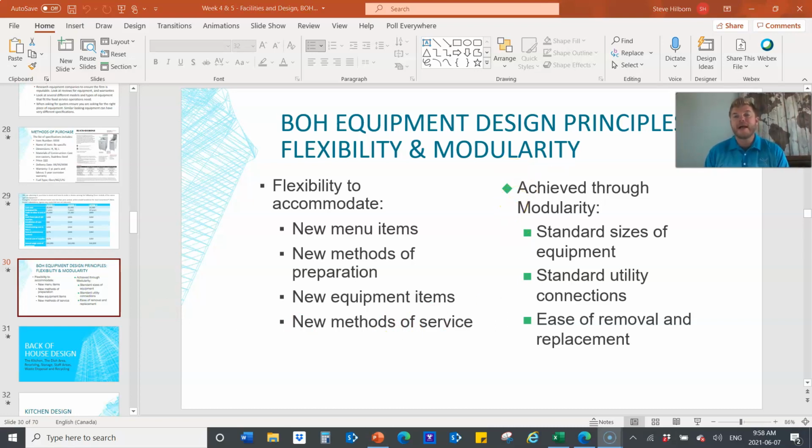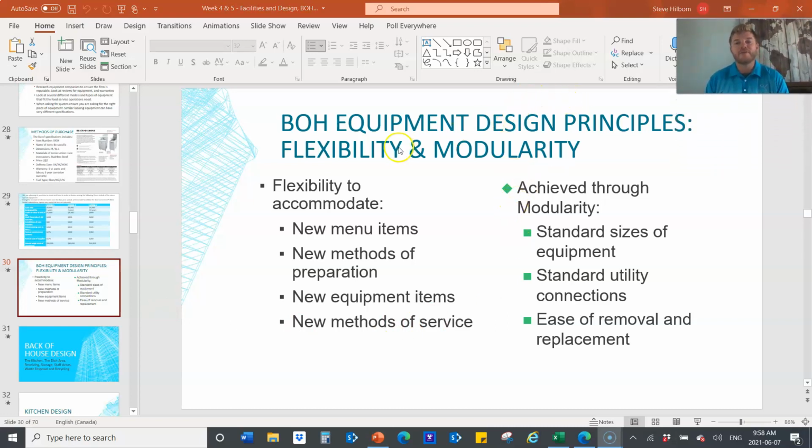And finally, as we talked about last week, the design principles is flexibility and modularity. So flexible to accommodate different menu items and methods of preparation, new equipment items, and new methods of service. When we talk about modularity, is that most people have standard sizes of equipment. Like a table height is generally 30 inches high, or a work surface in a kitchen is generally 30 inches high. When we go outside of these standard sizes, the costs go up because they don't make as many of them, and this is bulk purchasing.